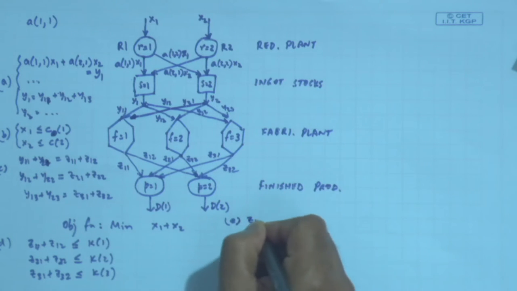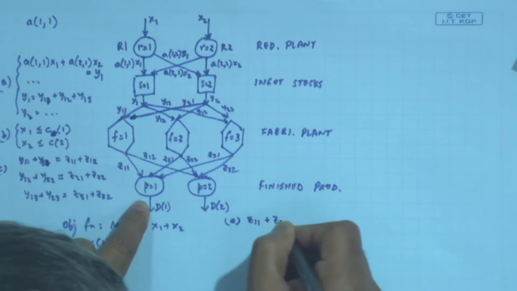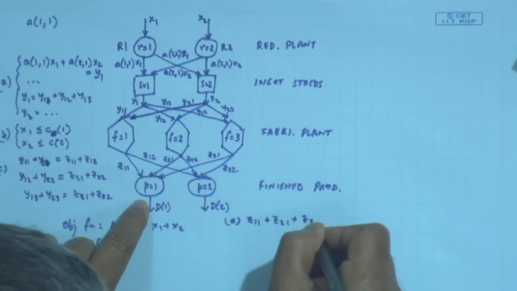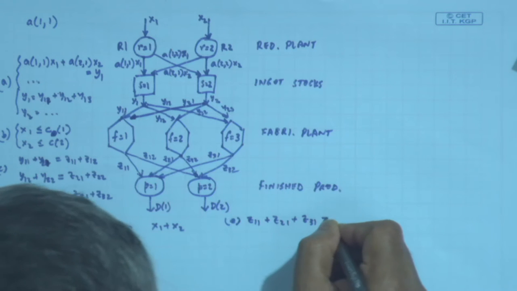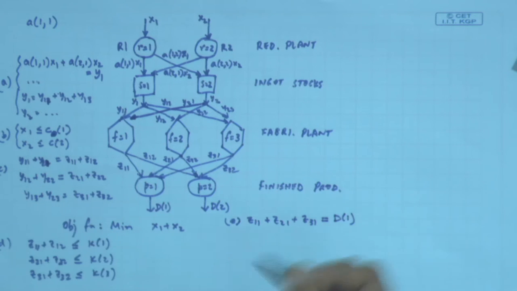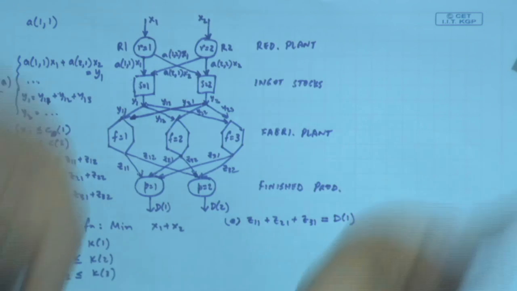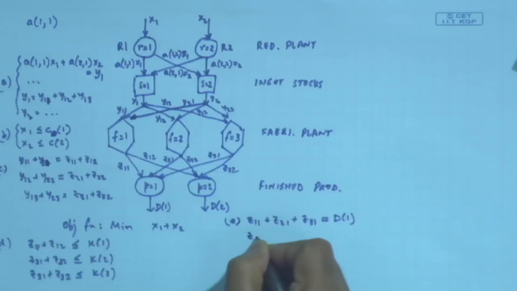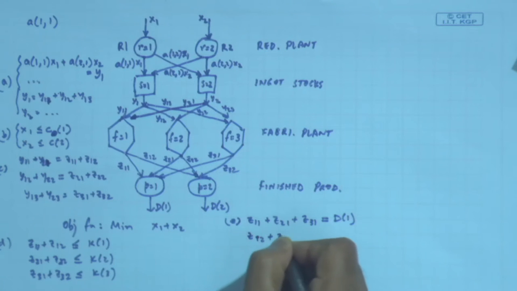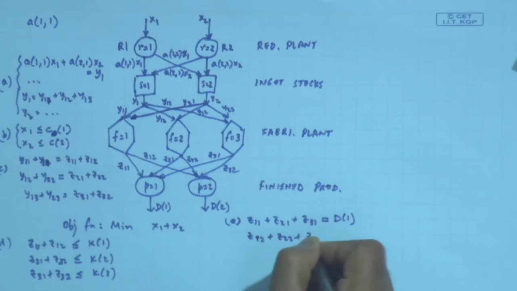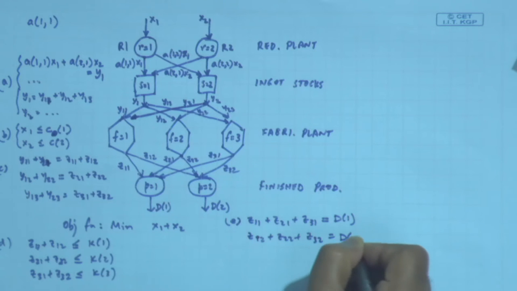Okay, so Z11 plus Z21 plus Z31 should be equal to D1. Why is it not less than or equal to? That is what we want, exactly. We don't want 1 ton more or 1 ton less. We want exactly D1. Similarly, you can write the other one: Z12 plus Z22 plus Z32 should be equal to D2. Okay, these are the 5 constraint sets.